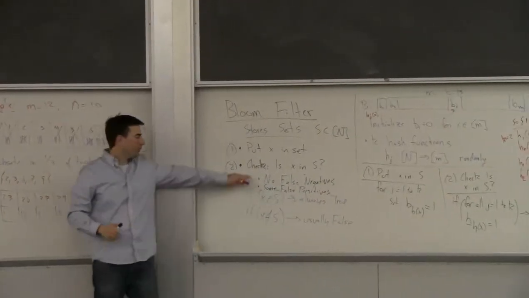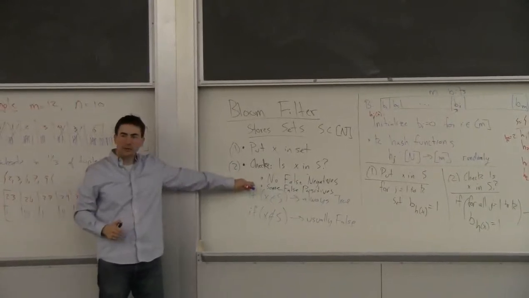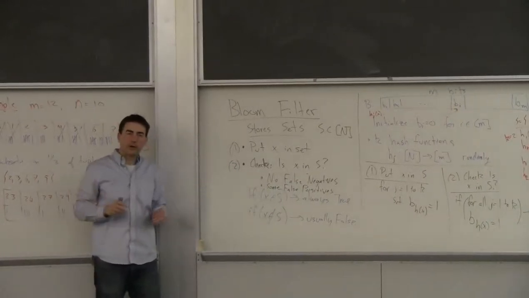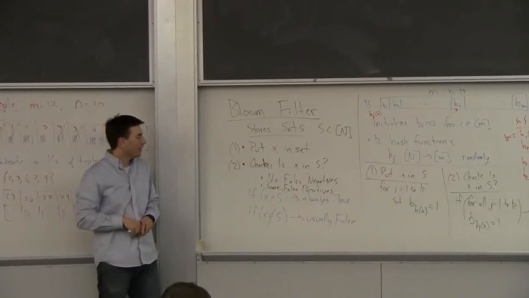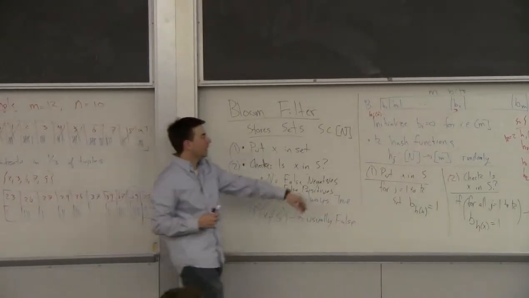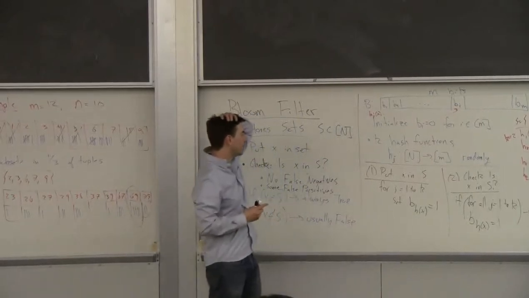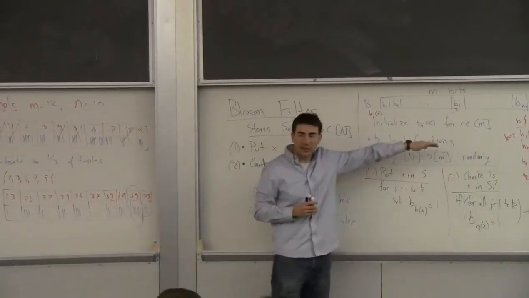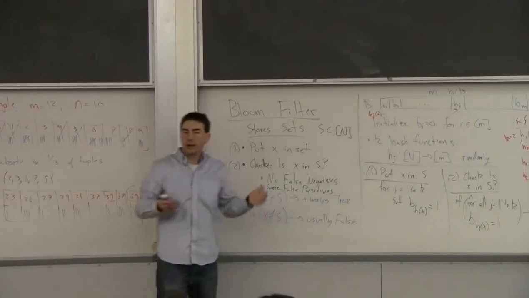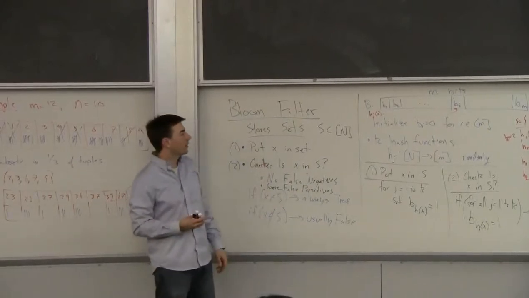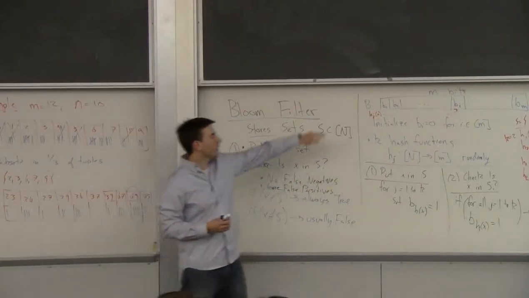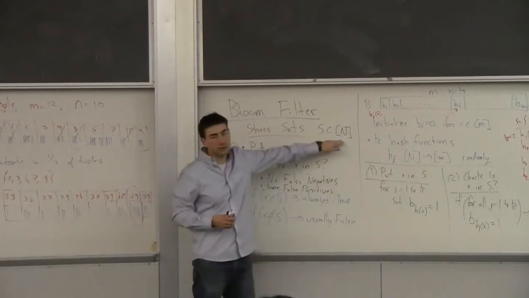If I wanted no false negatives and no false positives, I basically need to store something as big as the set. I need to actually store the set explicitly, in which case the lookup time would be slow, or I would need to store an array of size n, which may be too big.